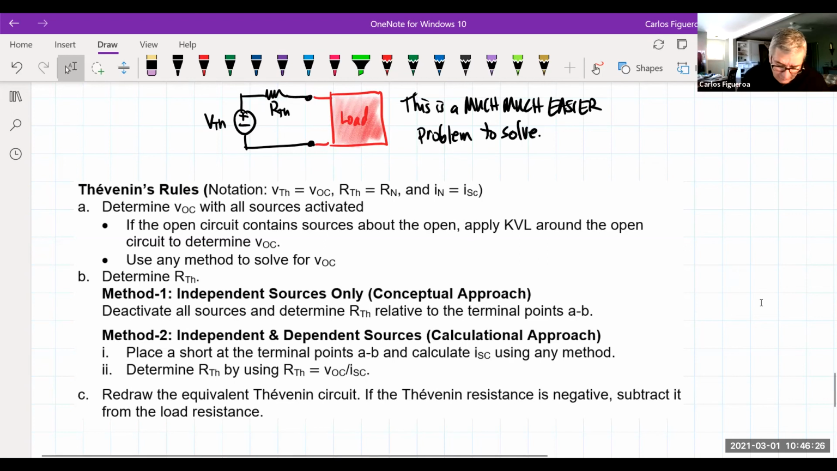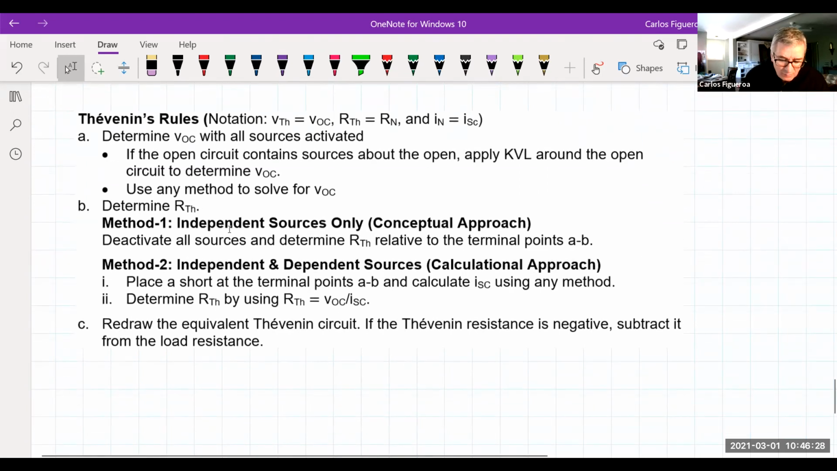Method 1 is about independent sources only. Method 2 is about independent and dependent sources only. And then there's method 3. Method 3 has no sources in the circuit. That might sound a little bit crazy, but it isn't. I'll leave it there for a later discussion.